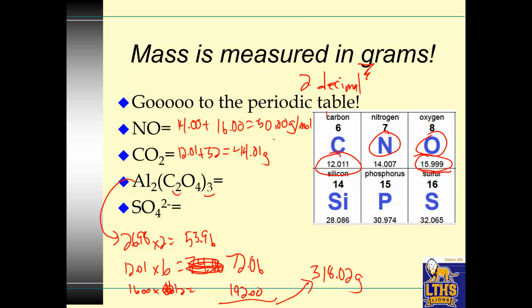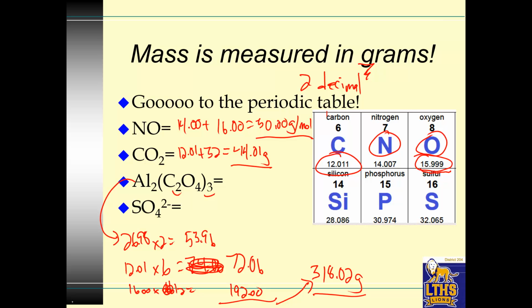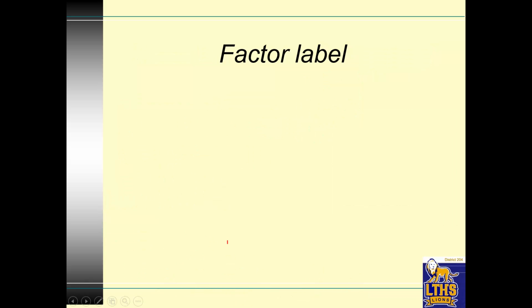So if I said how many grams are in 1 mole of NO, 30 grams. How many grams 1 mole of CO2? 44. And aluminum oxalate, that's it. Okay, I'm going to skip SO4 just because I don't want to. Well, the charge doesn't really matter much.